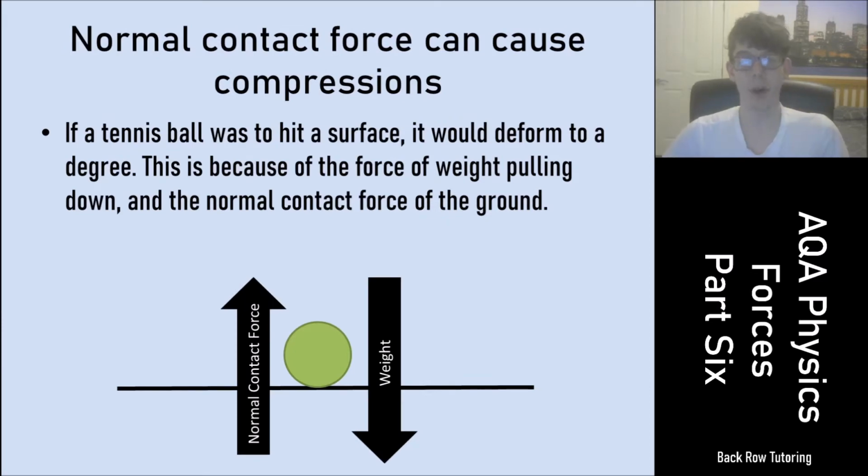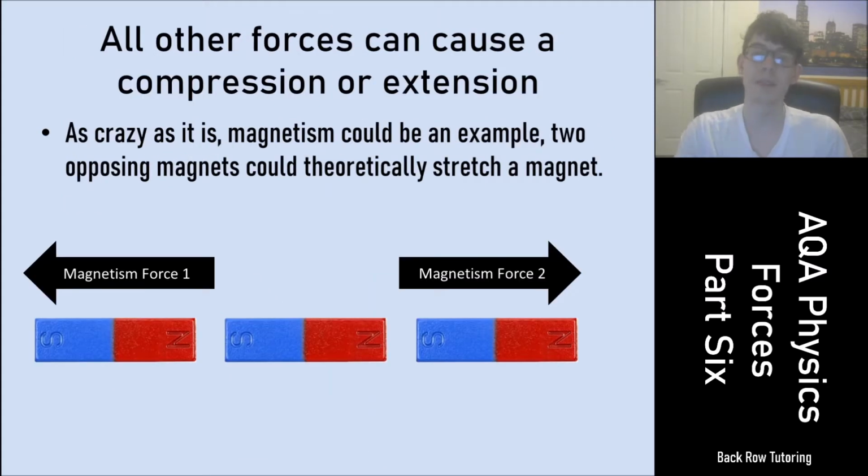If a tennis ball was to hit the surface, it would deform to a degree. This is because of the force of weight pulling down and the normal contact force of the ground. Another example is magnets. As crazy as this is, one magnet can be stuck in the middle of two other magnets, and two magnets pulling that one magnet could cause the magnet to deform very, very slightly.